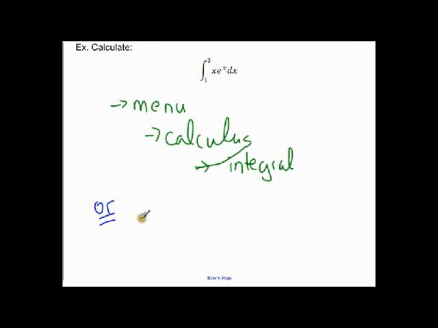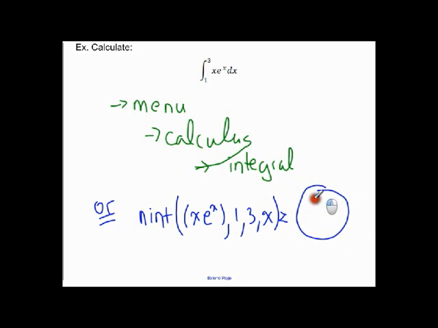is to literally type into your calculator NINT, so you can do this along with me, so this means numerical integral, open a bracket, type in your function, okay, so I would always put a bracket around my function, comma, lower bound, comma, upper bound, comma, and then explain to the calculator that your independent variable is x. So function, lower, upper, independent variable, okay? And when you press enter, you should get your answer.